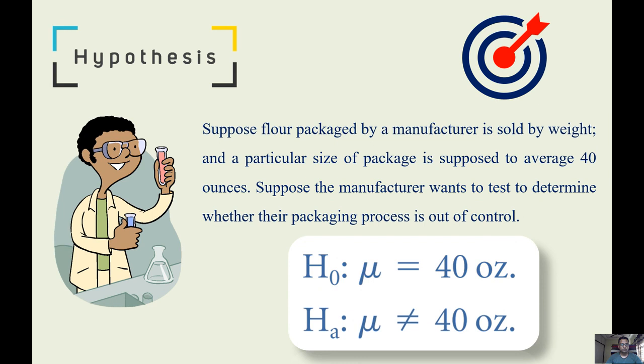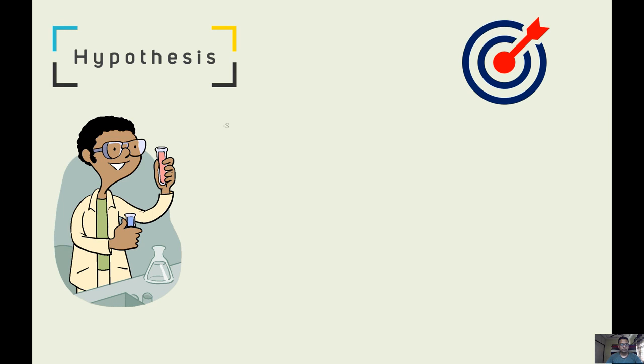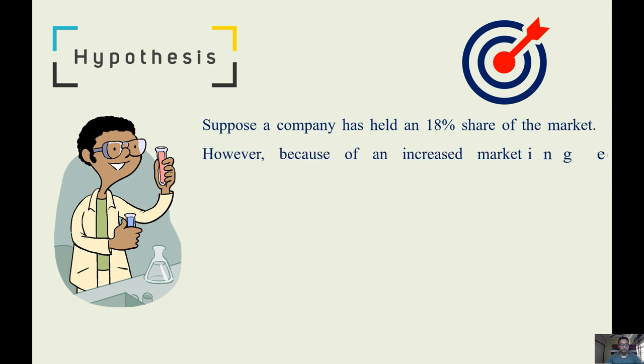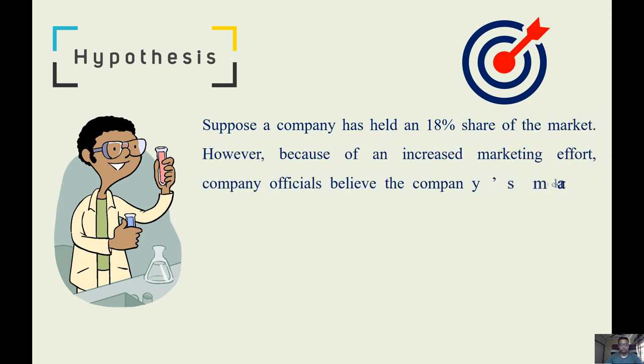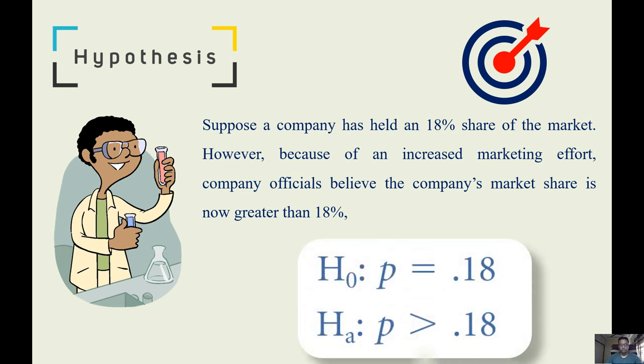Let's take another example. Suppose a company has held an 18% share of the market. However, because of an increased marketing effort, company officials believe the company's market share is now greater than 18%. In this case, the null hypothesis and alternative hypothesis can be written as H0: P = 18% and HA: P > 18%.